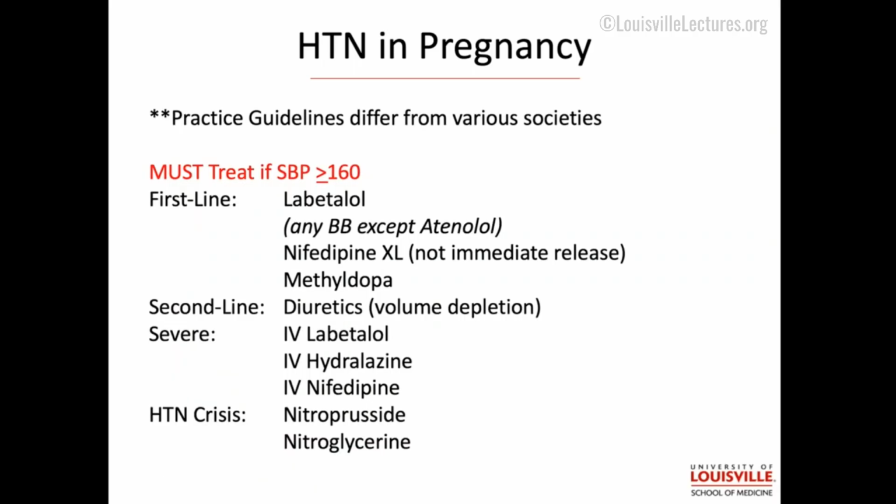Well, the practice guidelines about choice of agent differ from society to society. If the blood pressure is above 160, you have to treat. Labetalol is really kind of considered as a frontline therapy. Any beta blocker is okay, but not atenolol because of its non-specific nature. Nifedipine, methyldopa, these are allowed. You will see methyldopa quite a bit, okay? Second line is diuretics. They're not necessarily dangerous to the fetus, but they do cause volume depletion, which can be dangerous. If someone's in severe hypertension and hospitalized, you can consider these IV agents. And then hypertensive crisis, you can go on to nitroprusside or nitroglycerin.